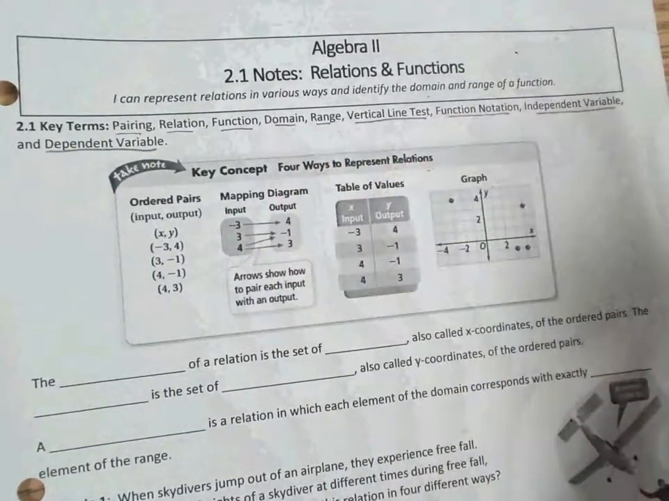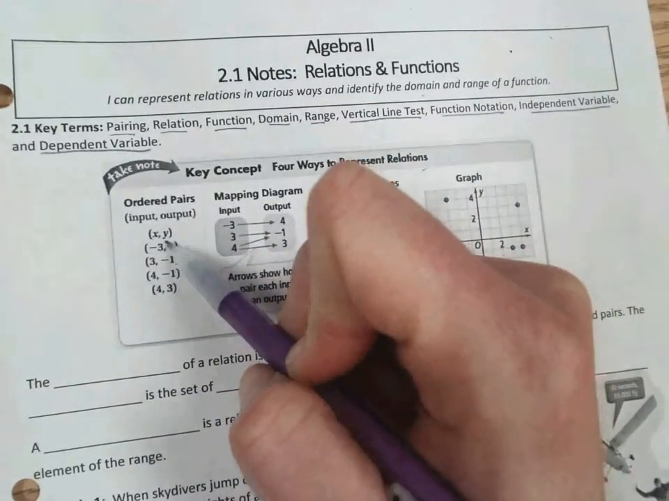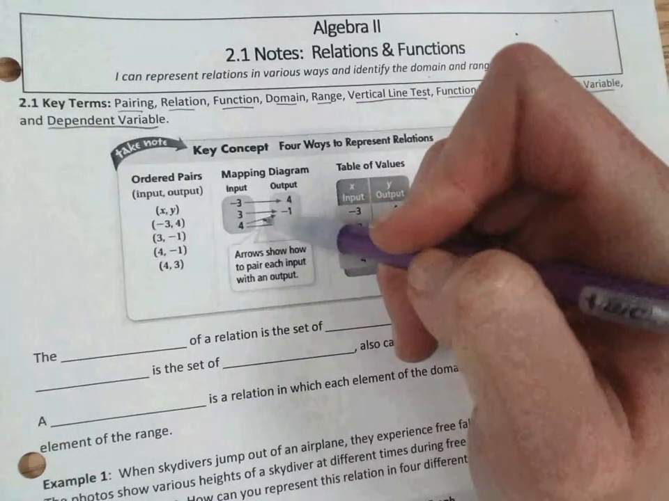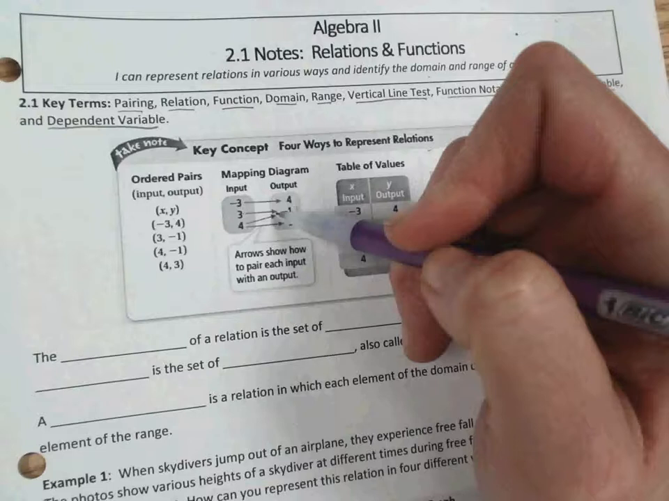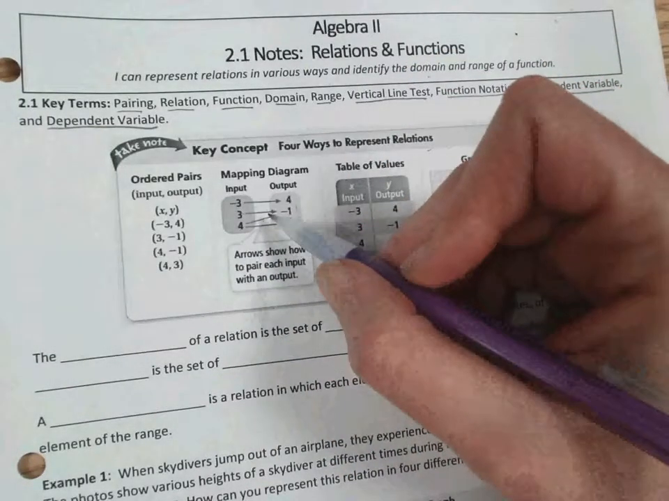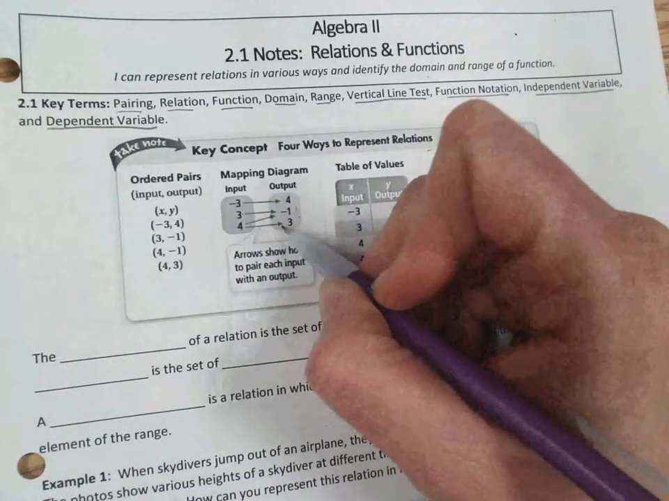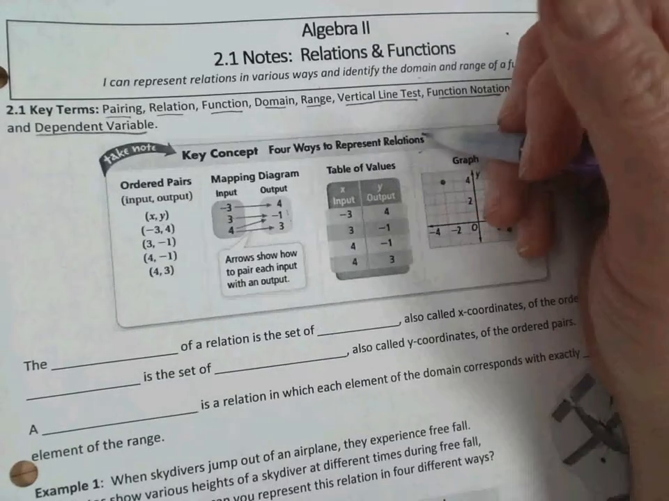We can list out the ordered pairs, inputs and outputs, x's and y's. We can do a mapping diagram where we list all of the inputs in one bubble and the outputs in the other, and then match them up based on our ordered pairs. You can see that the arrows show how to pair each input with an output. So 4 is actually paired in this case with 2 different outputs.